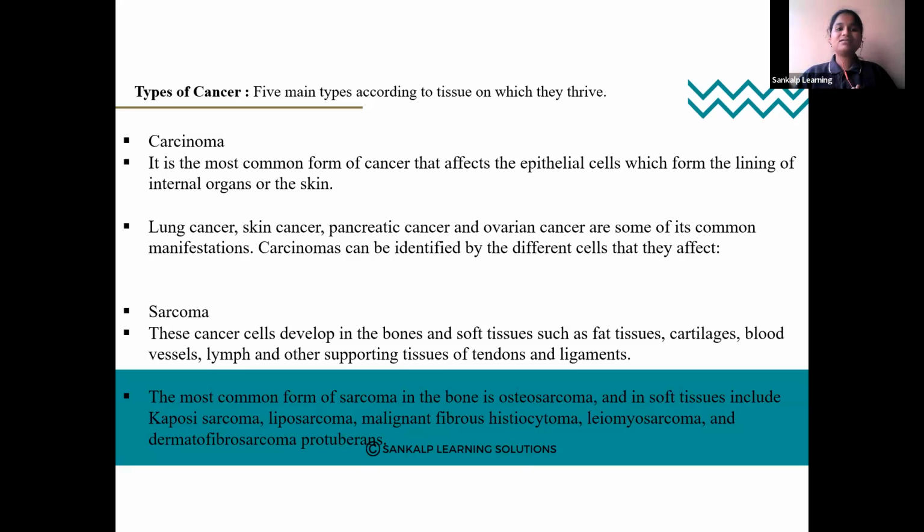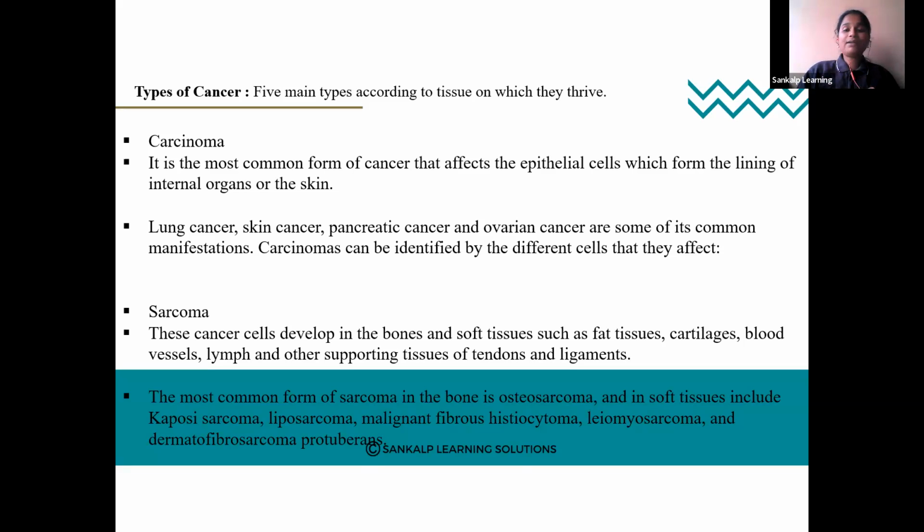Lung cancer, skin cancer, pancreatic cancer, and ovarian cancer are some of the common carcinomas. Lung cancer means the upper layer of the lung will be affected. Skin cancer, the upper layer of the skin. Pancreatic, the upper layer of the pancreas. Ovarian, the upper layer of the ovarian cells will be affected. So these are all examples of carcinoma.